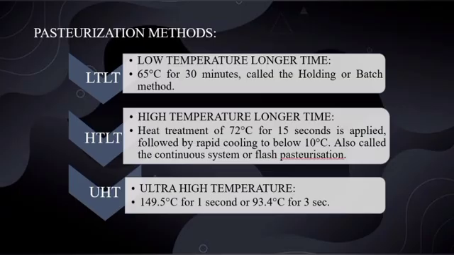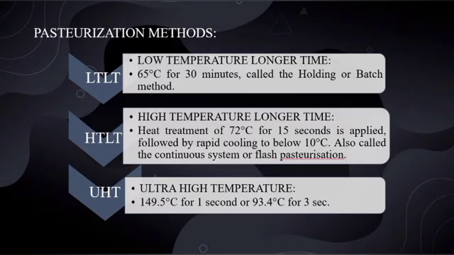In the process of dried milk, the pasteurization methods contain three steps. First step, low temperature longer time. In this, the milk is heated at 65 degrees Celsius for 30 minutes, which is also called the holding or batch method. The second step is high temperature and shorter time. The heat treatment of 72 degrees Celsius for 15 seconds is applied, followed by rapid cooling to below 10 degrees Celsius. It is also called the continuous system or flash pasteurization.